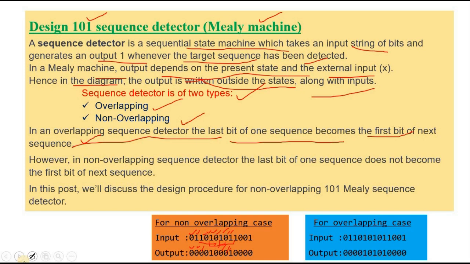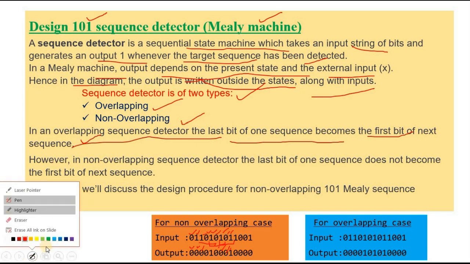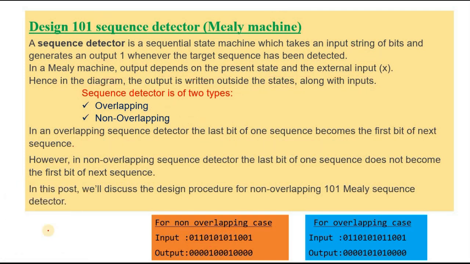Okay, so which means non-overlapping. So say for example, a 101 Mealy sequence, non-overlapping. Design procedure for non-overlapping 101 Mealy sequence.